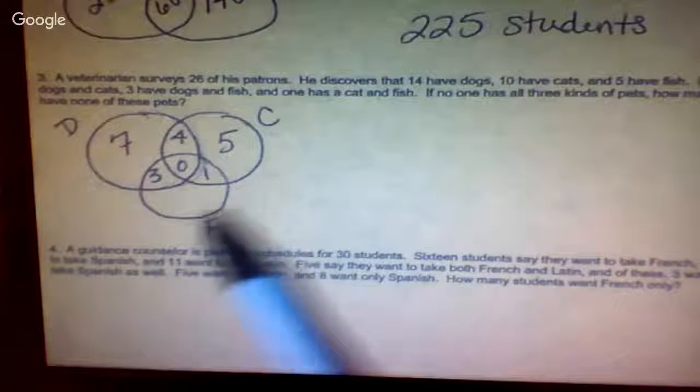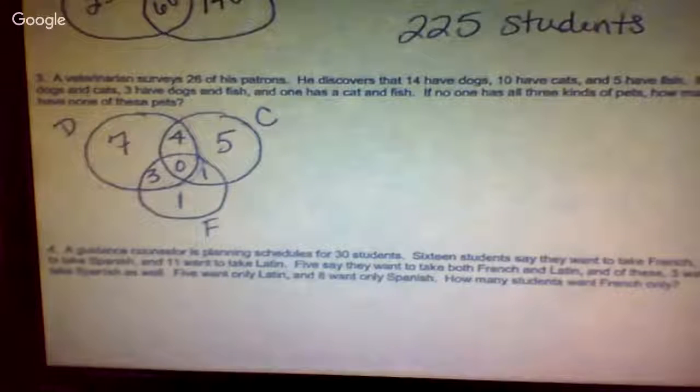How many just have a fish? Just 1. I have a total of 5, and 3 and 1 have already been used. So we've already used 4, which means there's only 1 with just fish. So how many patrons have none of these pets at all? 0. Wait, oh no. 1.